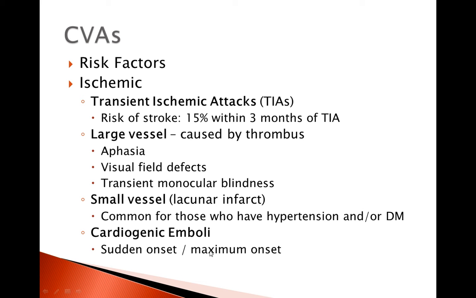Then you have the cardiogenic emboli. This is caused by a moving blood clot. Its most frequent site is the middle cerebral arteries. It tends to have a sudden onset, and that should not say maximum onset, sorry. It's maximum deficit. Sorry for the typo there. Sudden onset, maximum deficit. Now careful, this is still blockage of blood flow, but the emboli comes, blocks the vessel, and it's cardiogenic. It's a moving blood clot coming generally off the left side of the heart. Okay? So that's your ischemic stroke.